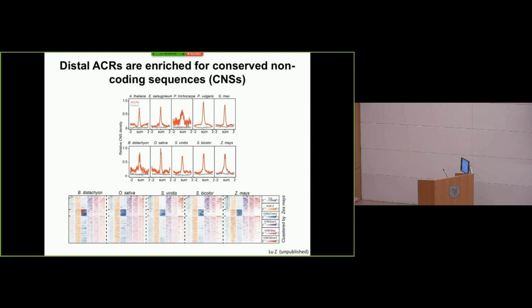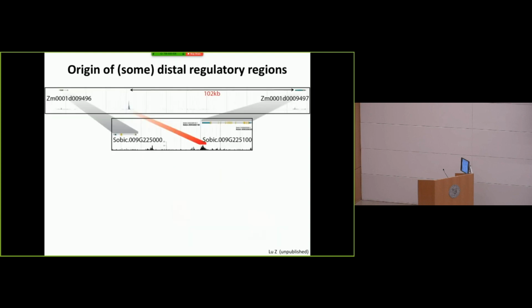So here's a class that all have K27 between all species. Here's a class that's transcribed and so forth. So there are sequence determinants that are leading to them being accessible, but they're highly conserved in some instances.